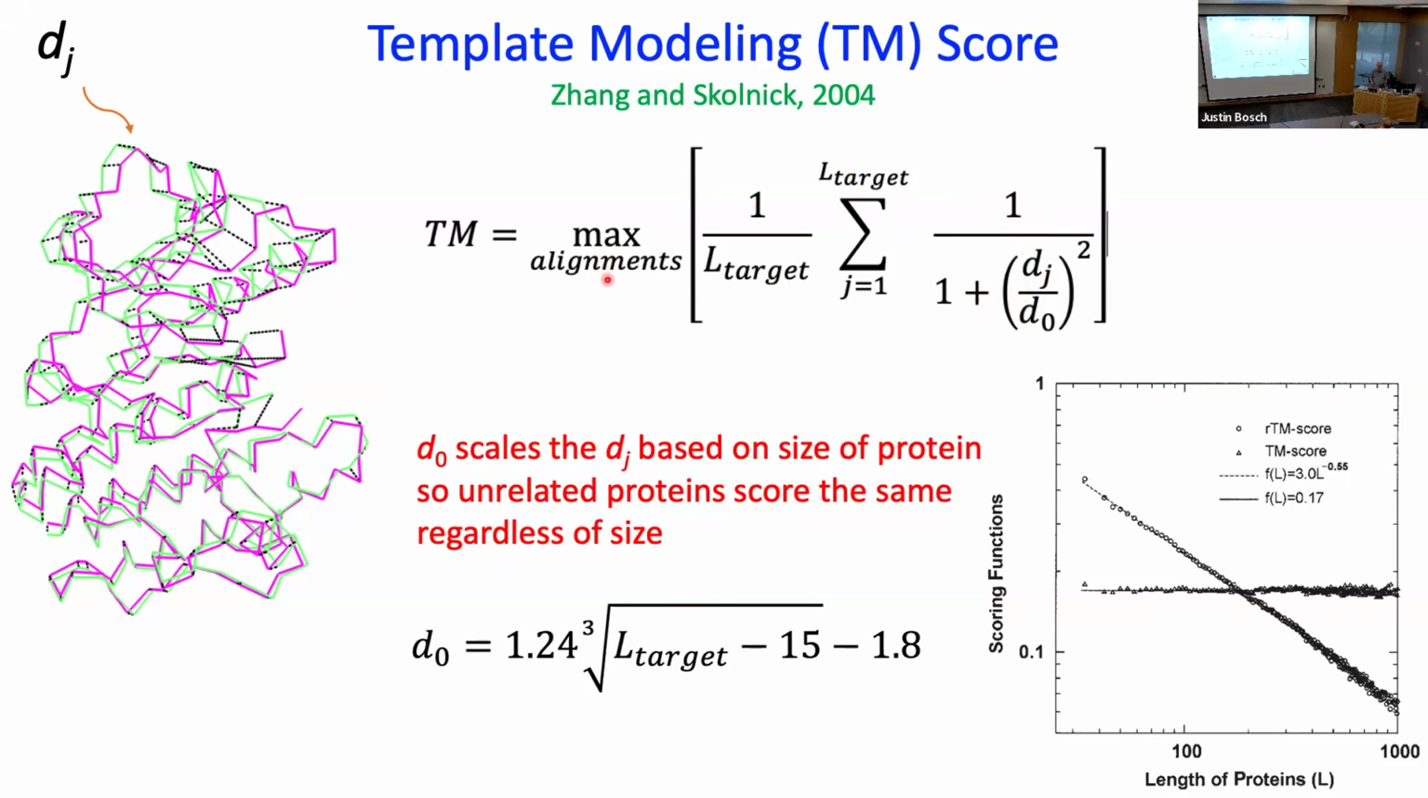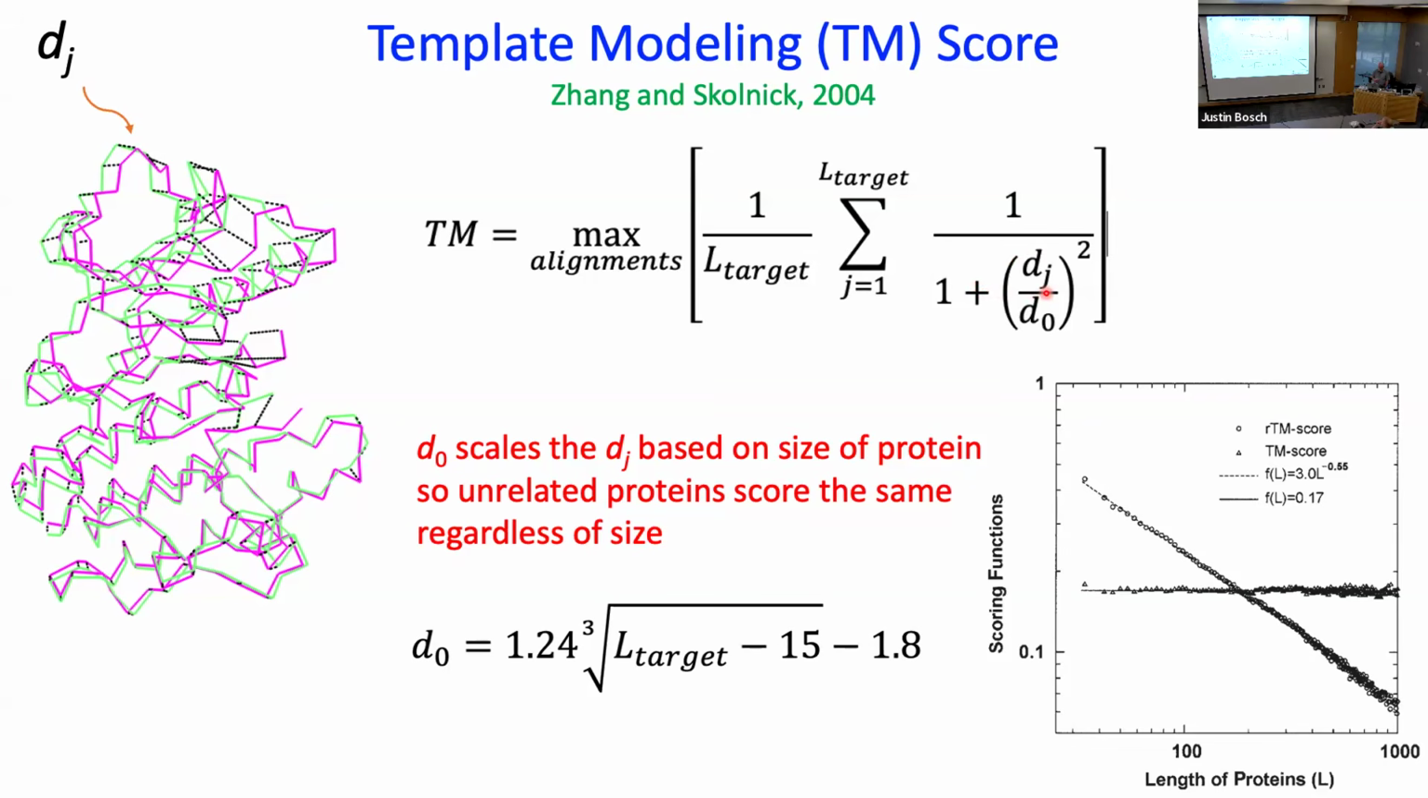The max over alignments out here means, if I do the alignment 10 different ways, it's the best of those alignments that gave me the best score of this function, this sum. Clear? And so it gives you a number between 0 and 1, because 1 divided by 1 plus some positive number is always either, if dj is 0, equal to 1, but if dj is not 0, a number smaller than 1. And you're taking the average over those numbers. So it's always a number between 0 and 1.